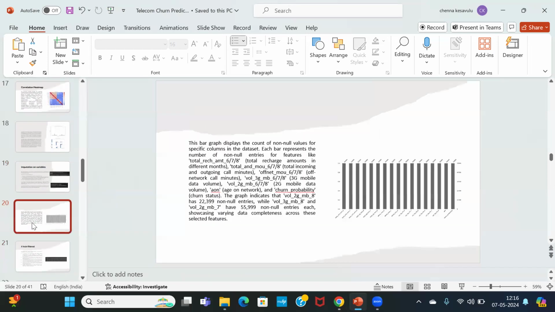Next slide, I'm going to explain about visualizing data completeness. This image showcases a bar graph displaying the count of non-null values across various columns in the data set. The graph is helpful to visually assess the completeness of the data, revealing which features are fully populated and which may contain missing values. This helps in deciding the priority and method for data imputation. Columns like total recharge amount, total minutes, and churn probability appear to have complete data, whereas other columns might have varying degrees of missingness.